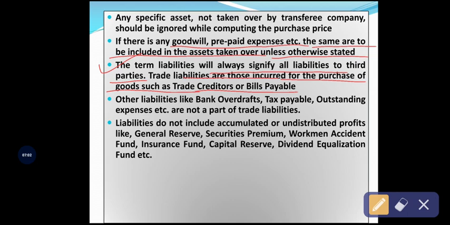Okay, next see the other liabilities. Bank overdraft, tax payable and outstanding expenses are not a part of trade liabilities. Except these, bank overdraft, tax payables and outstanding expenses are not included in those liabilities. Trade creditors and bills payable are current liabilities, right?